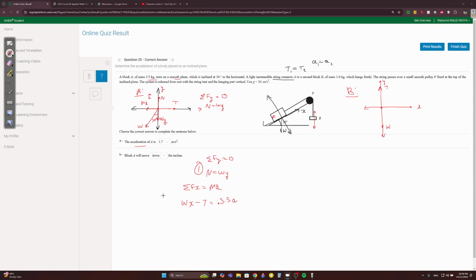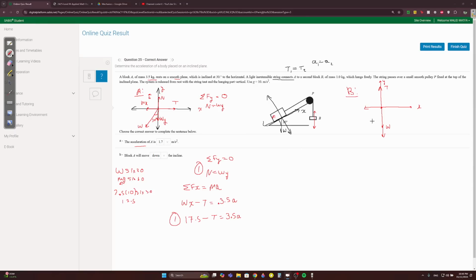Wx is equal to W sine 30, which is equal to mg sine 30. So it's equal to mass 3.5 times 10 sine 30. Mass of A. So 3.5 times 10 sine 30, and you get 17.5. Okay, so 17.5 minus the tension is equal to 3.5 A. Equation 1.